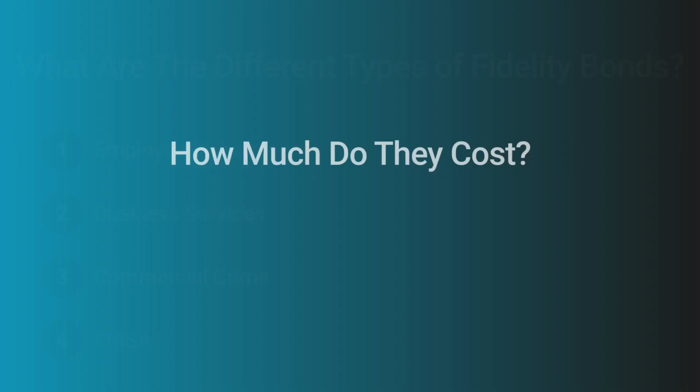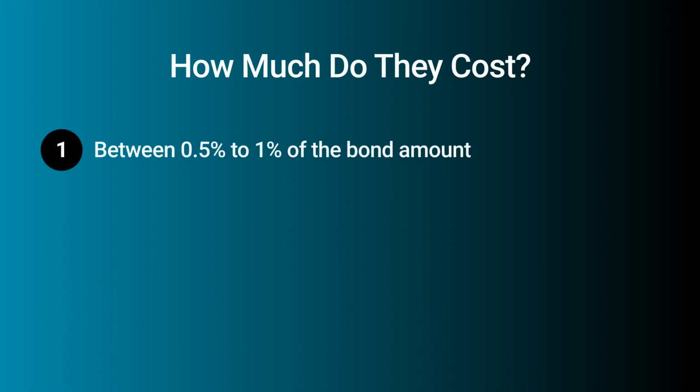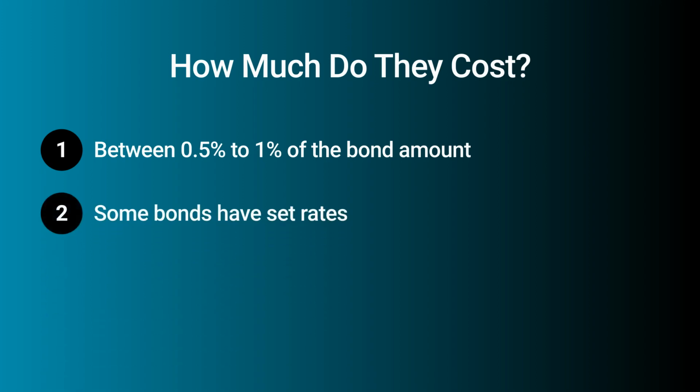trustees. Fidelity bonds usually cost between 0.5% to 1% of the bond amount, but the cost of a specific Fidelity bond depends on the type of bond needed. Some Fidelity bonds are considered low risk and are offered to businesses at set rates depending on the size of the bond and the number of employees covered, while other Fidelity bonds are considered higher risk and require review of the services offered by the business and the controls in place to prevent losses.